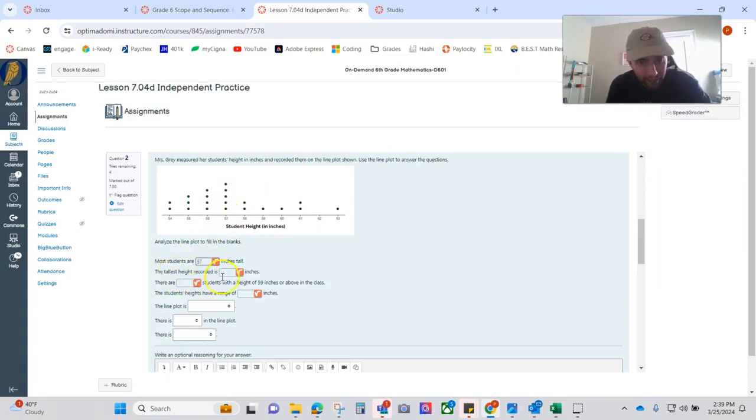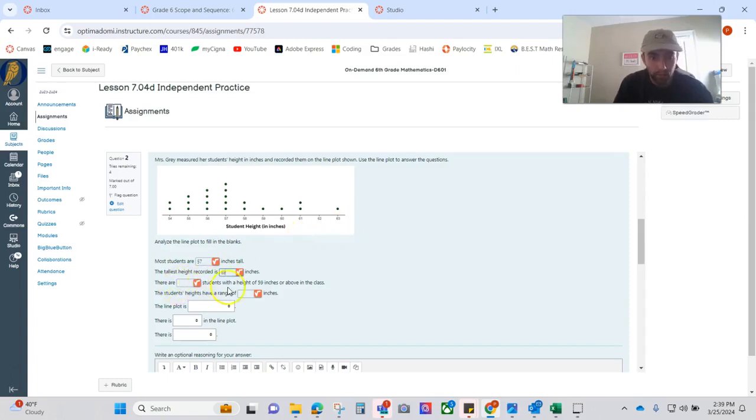The tallest height recorded. Who's the tallest kid in this class? It's that one, right? This person right here. We don't know if they're a guy, a girl, or a lizard person, but we do know whatever they be, they're 63 inches tall.